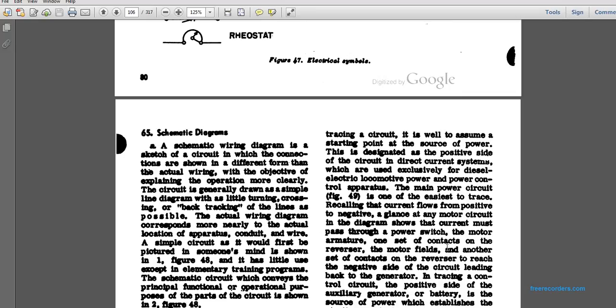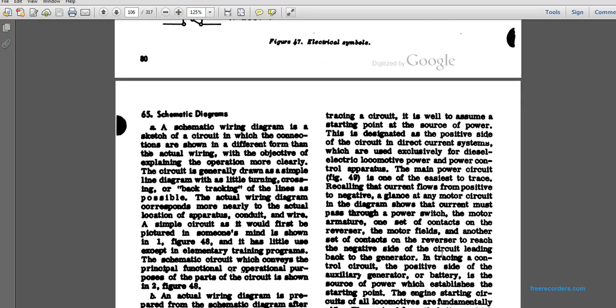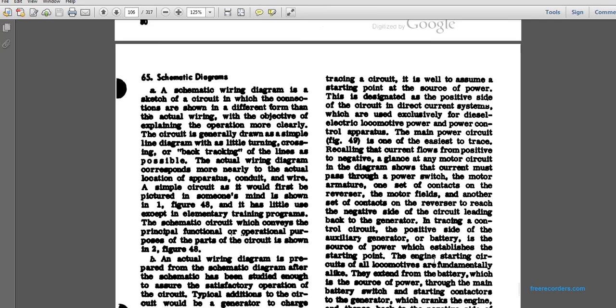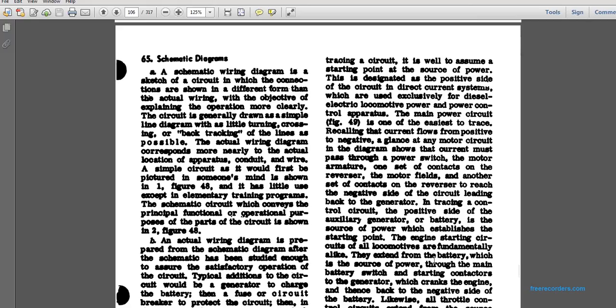the back of the generator. Tracing the control circuit of the positive side of the auxiliary generator into the battery, the source of the battery power establishes the starting point of the engine. The starting circuits of all locomotives fundamentally begin at the source of the power. Therefore, the main battery supplies the starting contact with the generator, cranking the engine, and returns to the negative side of the battery.